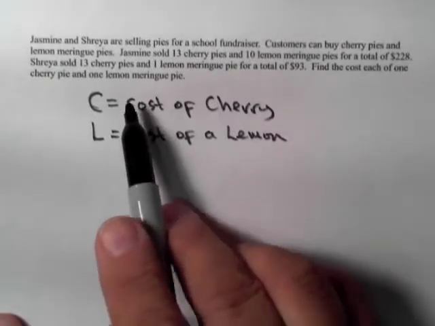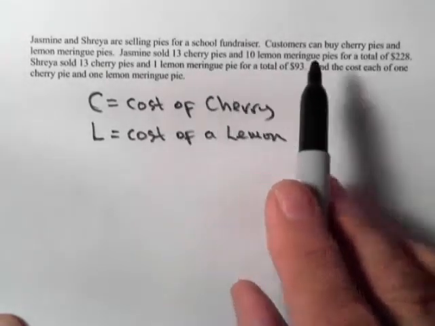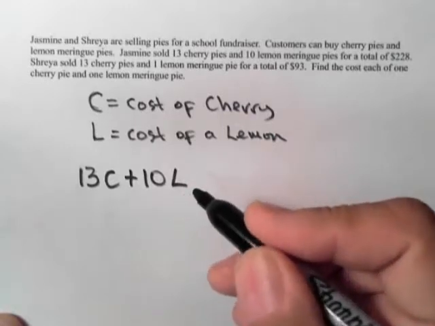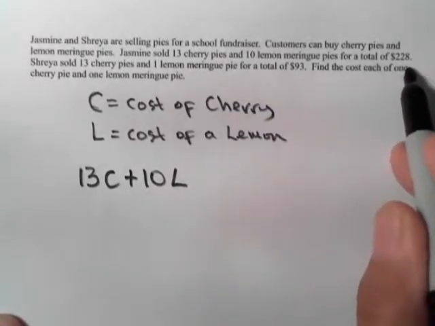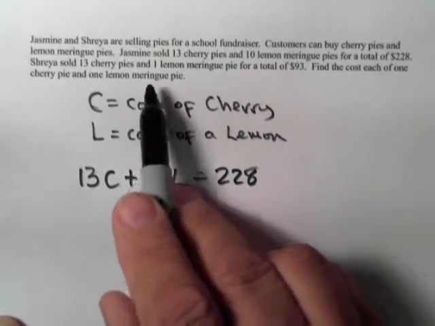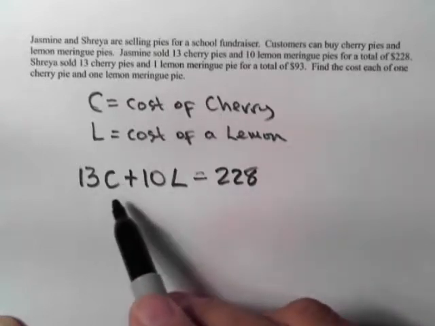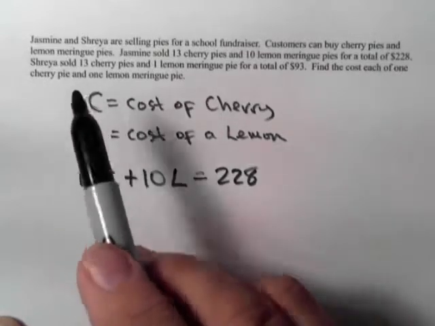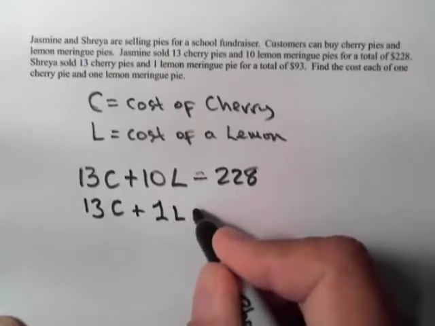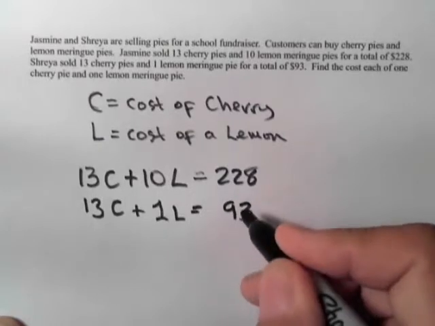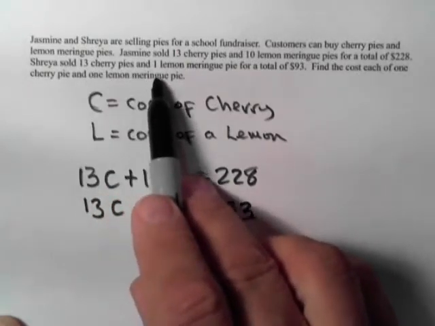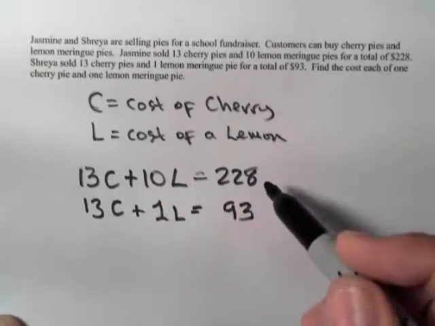Now, let's translate the information we have. Jasmine sold 13 cherry pies and 10 lemon pies. So 13 cherries plus 10 lemons for a total of $228. Now let's go back and double check this. 13 cherries, 10 lemons, 228. Looks like I got that right. Shreya sold 13 cherries and 1 lemon for $93. Now let's double check this one. You always want to make sure you get these original equations correct. 13 cherry plus 1 lemon equals a total of $93.